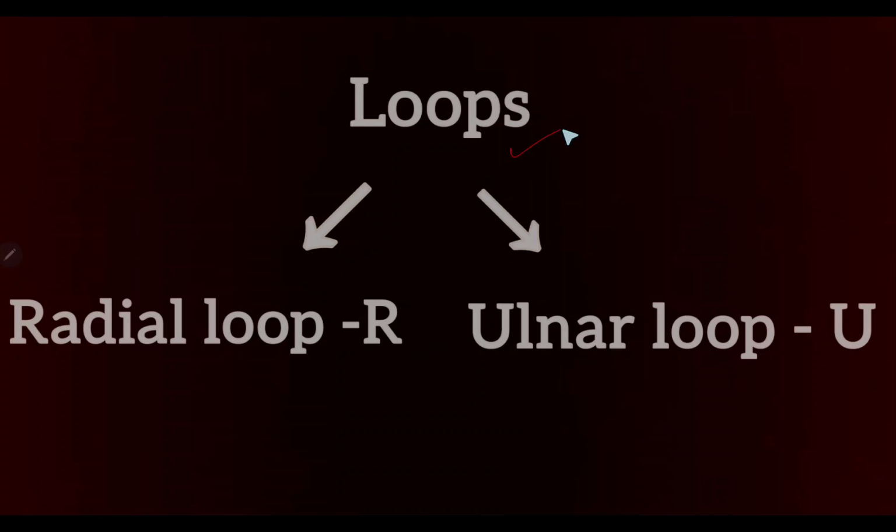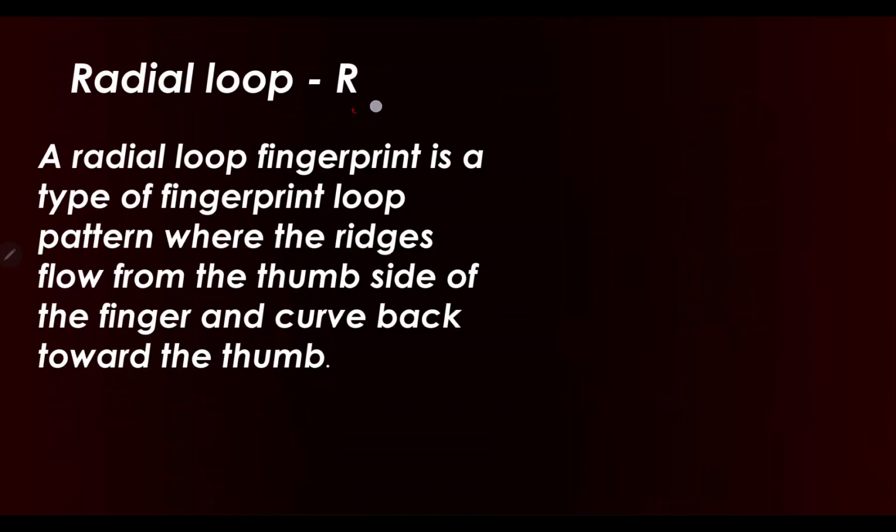Then loops. In loops there are two types, radial loops and ulnar loops. A radial loop is denoted by symbol R, whereas an ulnar loop is denoted by symbol U, the first letter of their word. A radial loop fingerprint is a type of loop pattern where the ridges flow from the thumb side of the finger and curve back towards the thumb.